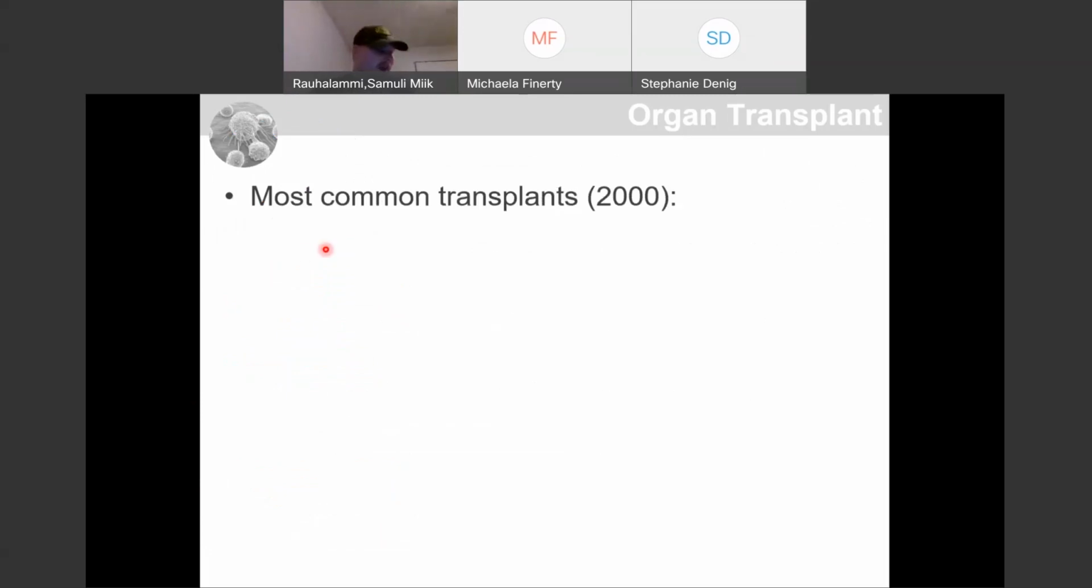One question that students love to play a game with me on is guessing which ones are the most common transplants. These numbers are a little old, but the ratios are still the same, even though the numbers might be a little different from one year to another. What are the most common organ transplants that we do?